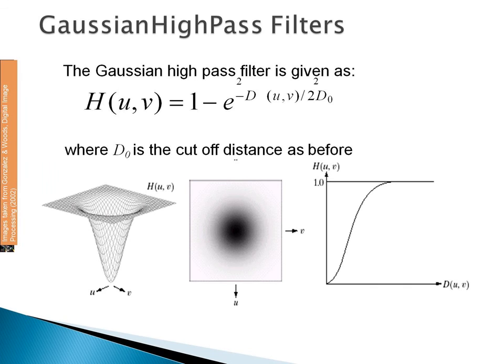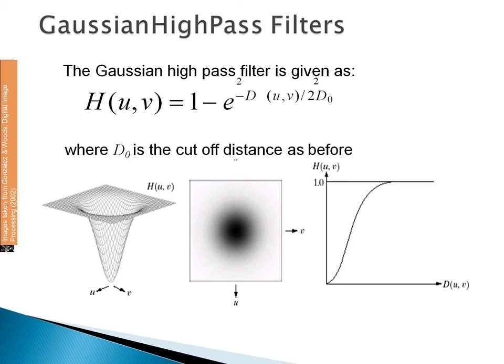Finally, we have the Gaussian high pass filter. The transfer function of the Gaussian high pass filter with cutoff frequency locus at a distance D0 from the center of the frequency rectangle is given by H(u,v), which depends upon D(u,v), where D(u,v) is the distance. The expression is obtained from the previous filters. Here we also have an example for the Gaussian high pass filter.